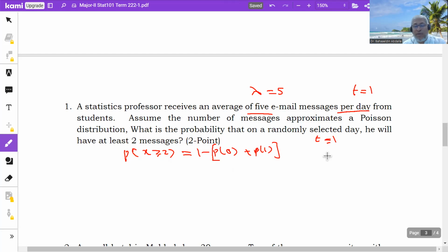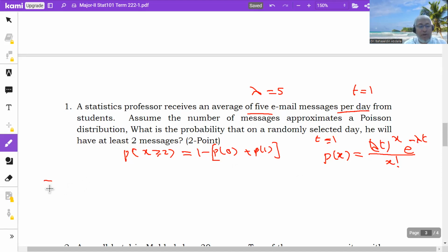Well, what is the formula of the Poisson distribution? The formula says probability of x equals (lambda t) to the power of x times e to the power negative lambda t, over x factorial, where lambda is the average per segment, in one segment, and t is the number of segments. Okay, so how to find probability of 0?